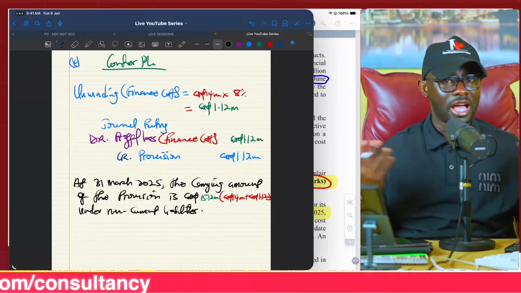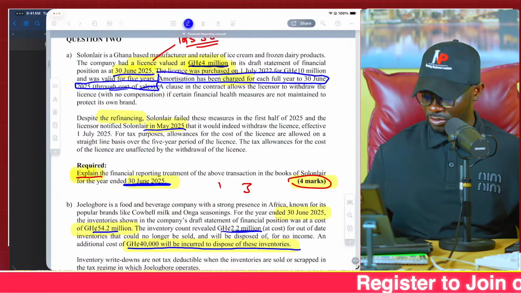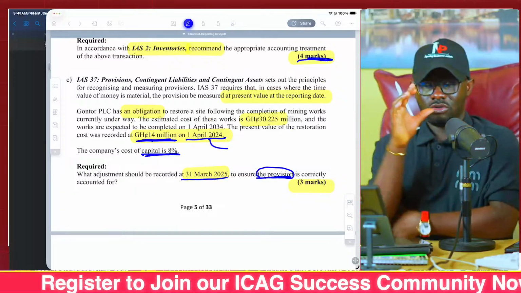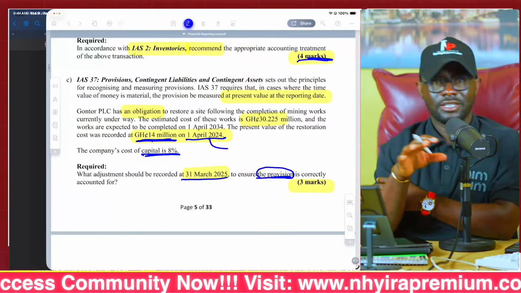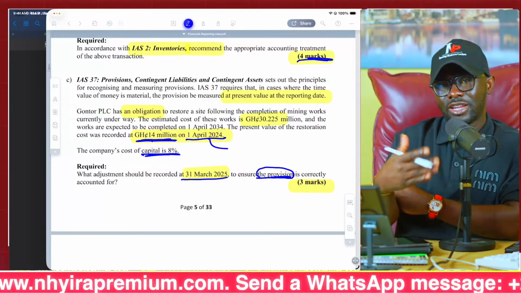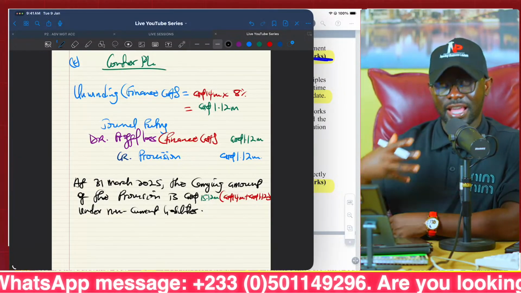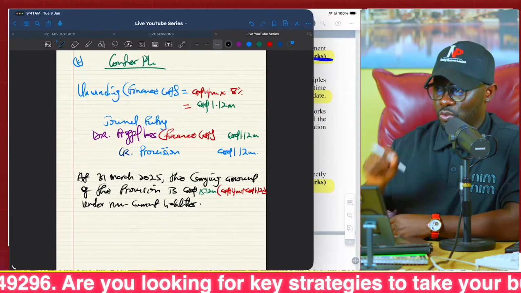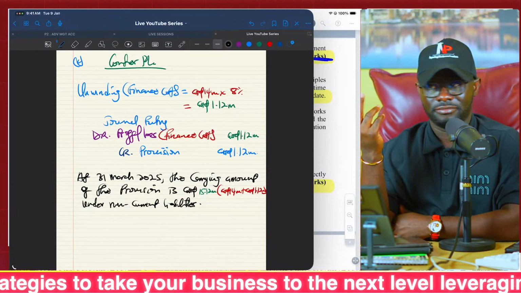Then Gontor PLC, IAS 37, unwinding of the finance cost. Not rocket science. You've been given the present value already, so you work with that. So what am I driving at? What I'm trying to say is that the ICA examination is not difficult. The questions are not difficult. If you understand your principles and, most importantly, how you are supposed to present your answers at the end of the day, you're going to be good. You will definitely be good if you have a deeper understanding of what you're doing. All right?